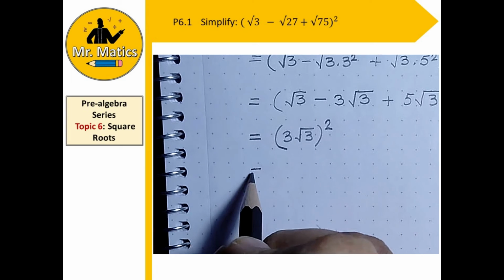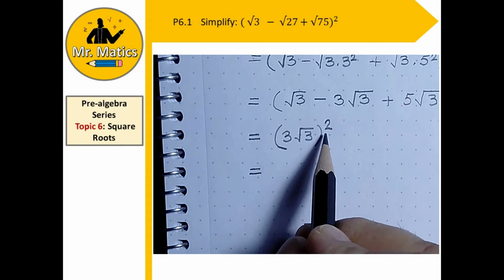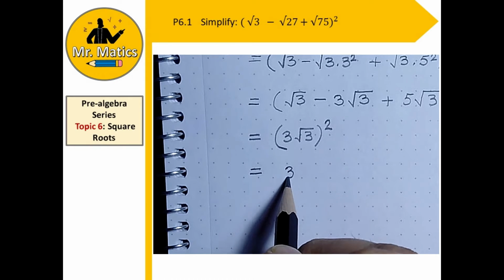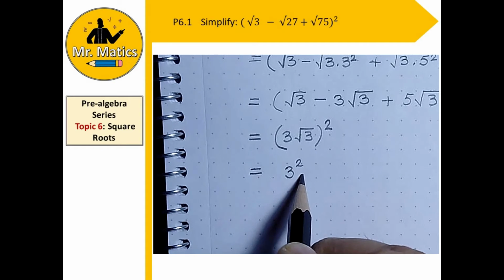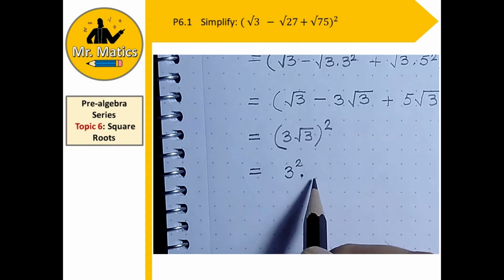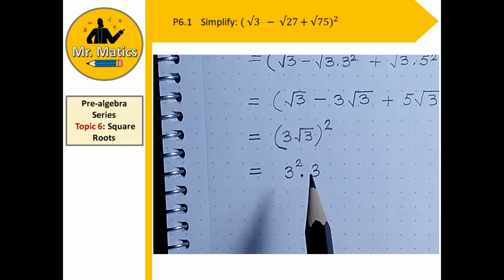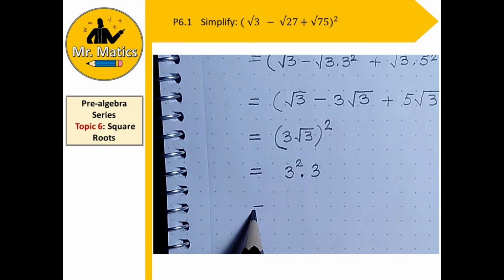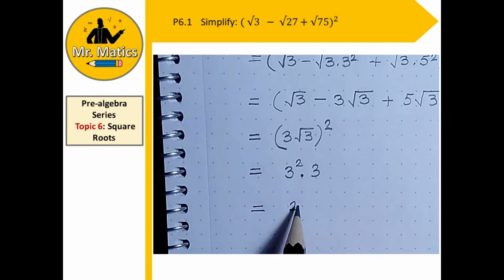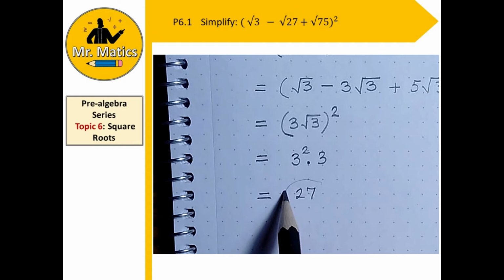And then we get, squaring this, we should get 3 square times square root of 3 square is just 3. And this is, of course, 9 times 3 or 27. And this is your answer.